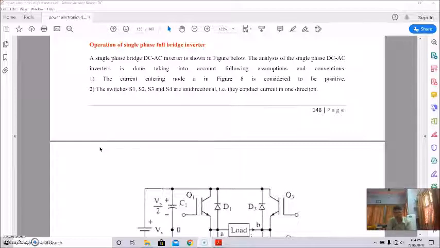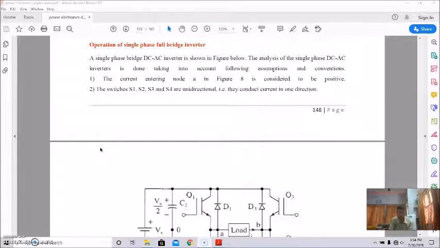For resistive load, the sequence is S1, S2, the first pair, then S3, S4, again S1, S2, then S3, S4. And for RL load or inductive load, it is D1, D2, then S1, S2, D3, D4, then S3, S4, again D1, D2, S1, S2, D3, D4, S3, S4. So this is the sequence of operations. Once again I am telling you.